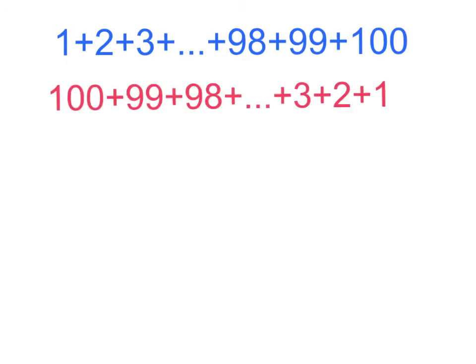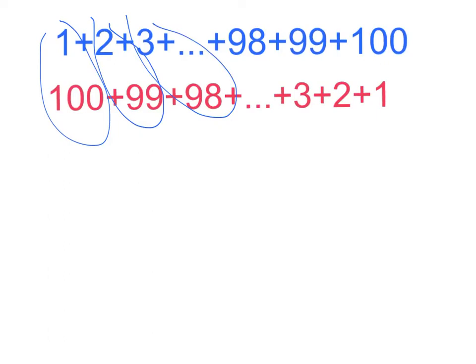Well, if you write out the sequence in order, 1 plus 2 plus 3 plus ... plus 98 plus 99 plus 100, and then rewrite it in reverse, 100 plus 99 plus 98 plus ... plus 3 plus 2 plus 1, and then you make pairs, and then we're going to add those pairs.